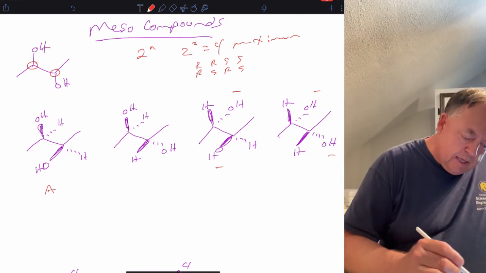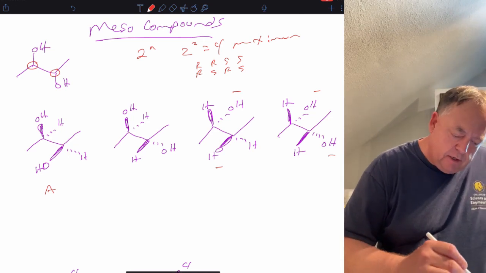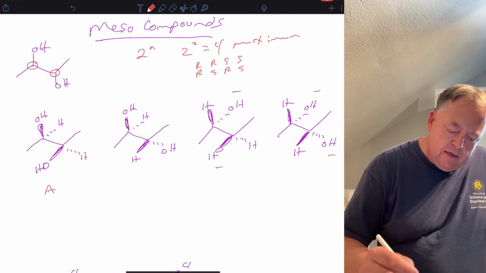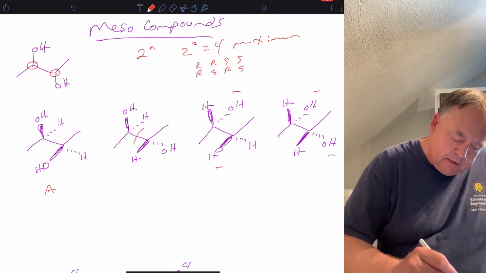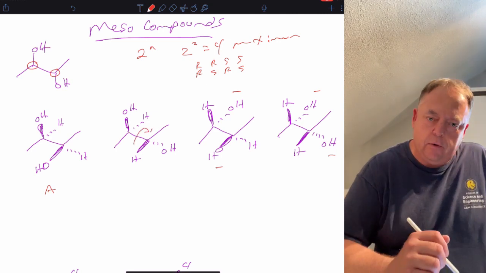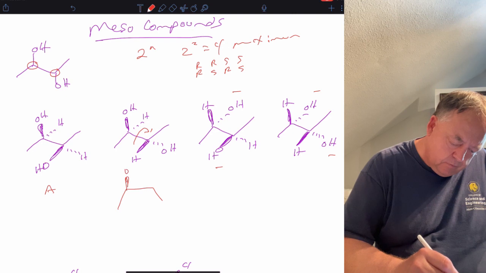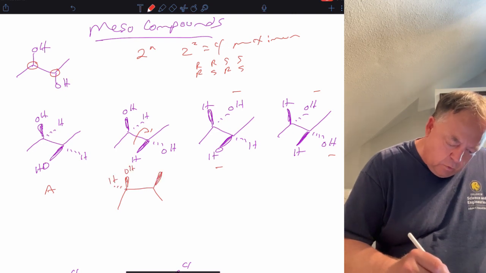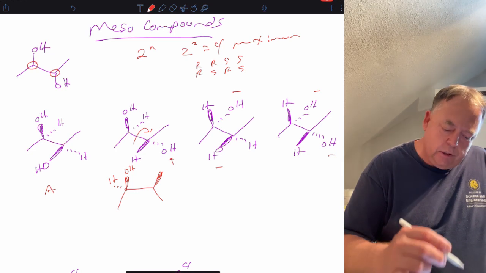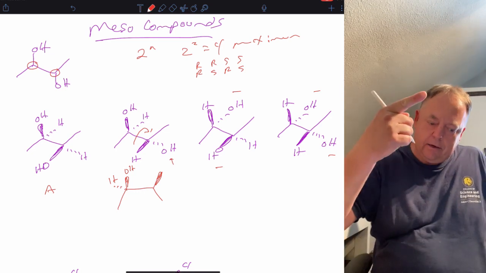So how to see that plane of symmetry? In these dash-wedge forms, it's not obvious, but if we take this and rotate, there's free rotation around carbon-carbon single bonds. So if we rotate around that bond 180 degrees, then the OH here that was behind the page will come out of the page.